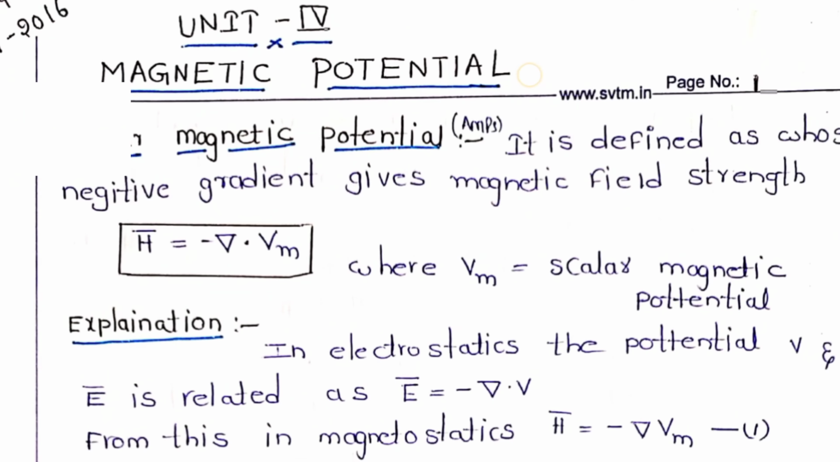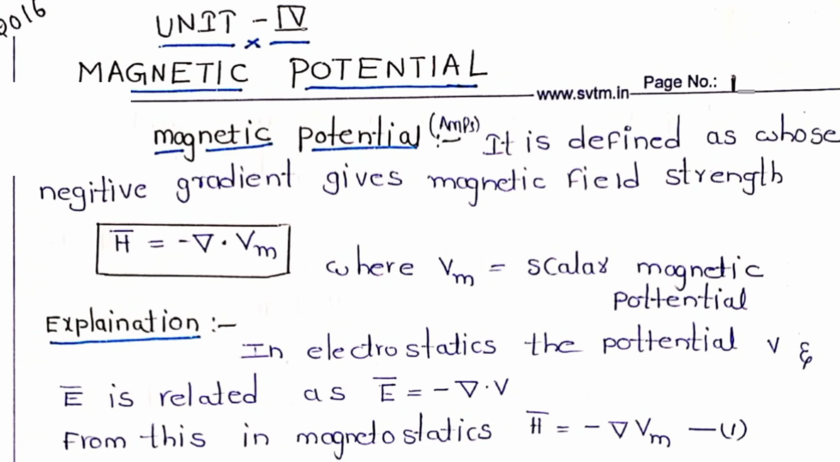First we go for unit 4, magnetic potential. In unit 4, we go for the scalar magnetic potential. Scalar magnetic potential has units of amperes. Why are the units amperes? You can learn that by the end of this topic.